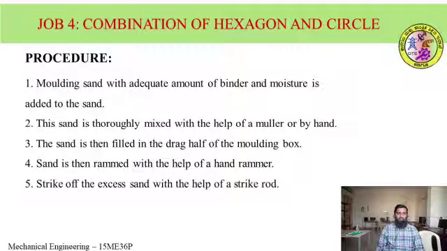The procedure involved here: the molding sand with an adequate amount of binders and moisture is added to the sand. This sand is thoroughly mixed with the help of a muller or by hand. The sand is then filled in the molding box. As we are using only one molding box, that is called the drag. Sand is then rammed with the help of a hand rammer, and excess sand has to be removed with the help of a strike off bar, and the flat plane surface has to be made.